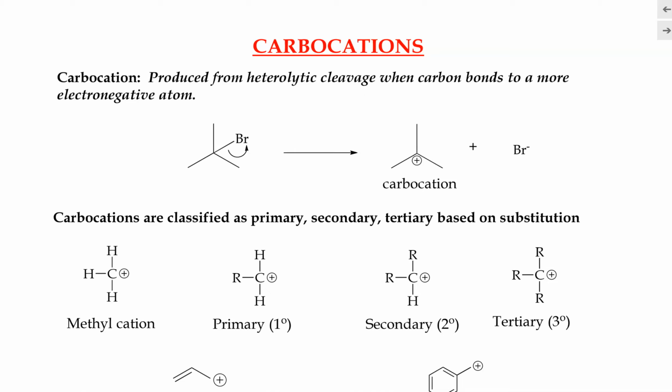In this video, we will discuss the first types of chemical intermediate, the carbocations. And we'll also go over the factors that can affect the stability of carbocation intermediates.